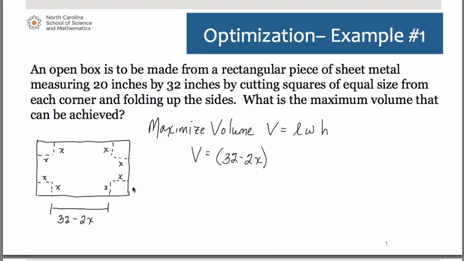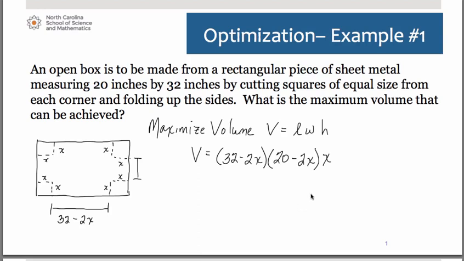The width of the piece of sheet metal was 20 inches, so if this entire side on the right and the left was 20 inches, once again take away the x's for the corners that we're cutting out, this distance right here becomes 20 minus 2x, and that's our width. The height of the box comes from turning up the remains of the sheet metal after the corners are cut out. So the height really is the length of the side of the square that we cut out.